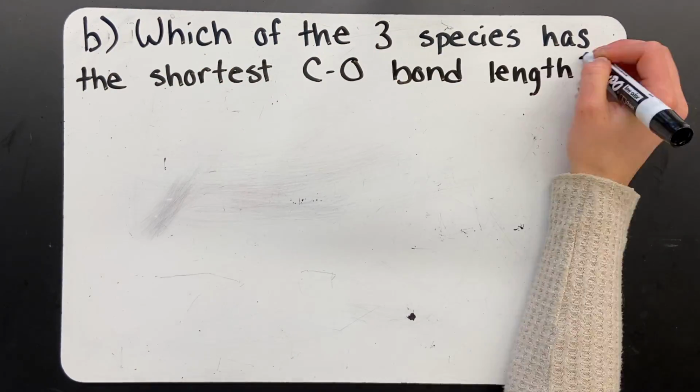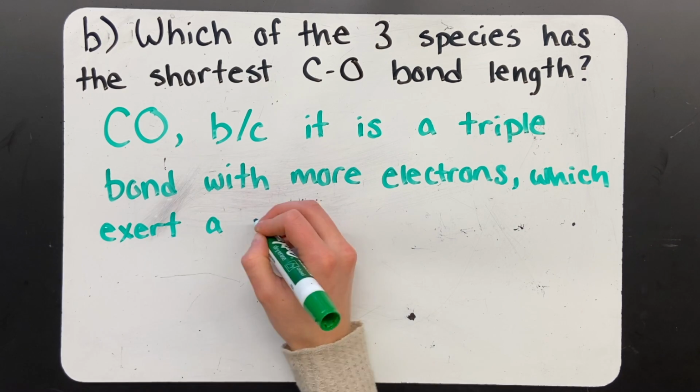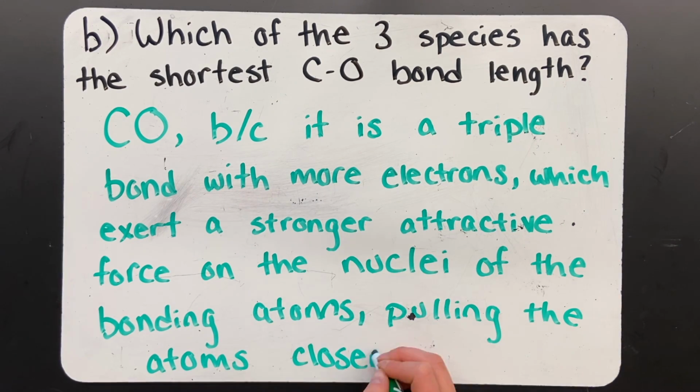We move on to part B, determining which of the 3 species has the shortest C to O bond length. We determine that it is the carbon monoxide molecule because this molecule contains a triple bond, meaning it is a bond with more electrons. Those electrons will exert a stronger attractive force on the nuclei of the carbon and oxygen atoms, pulling those 2 bonding atoms closer together.